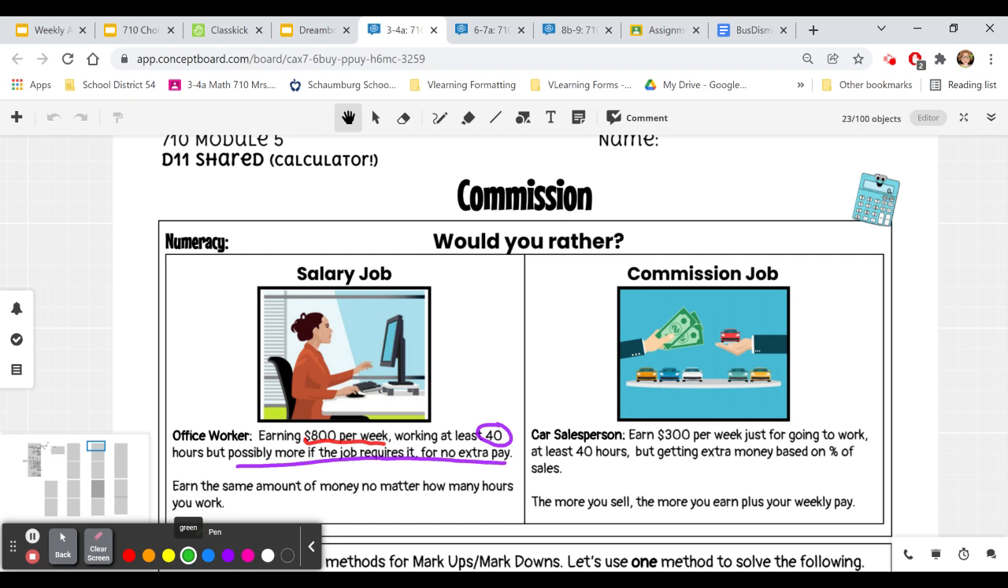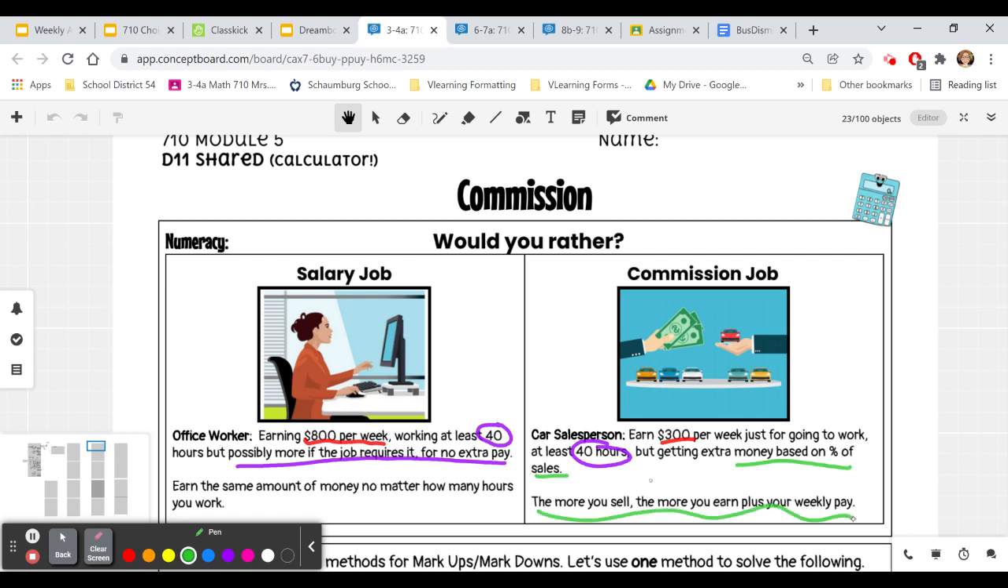Compare that to a commission job, like being a car salesperson. This person makes a little bit less per week, about $500 less, $300 per week, just for going to work and working their regular 40 hours, so the same amount of time. But they get extra money based on the percentage of sales that they have. So, for example, if you work for a Lamborghini car store or the Honda car store, depending on how many cars you sell, you're going to get more money.